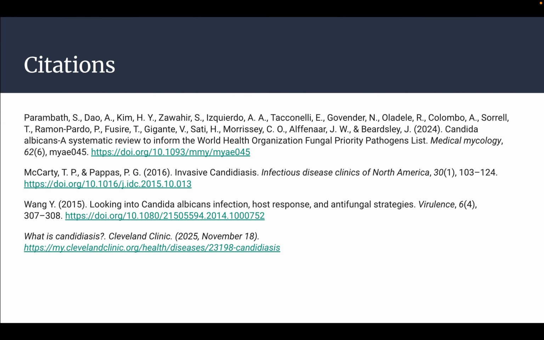Candida shows how a normally harmless organism like Candida can become harmful when the body's balance is disrupted. Understanding the causes, symptoms, and prevention helps reduce the risk of infection and improve treatment outcomes.